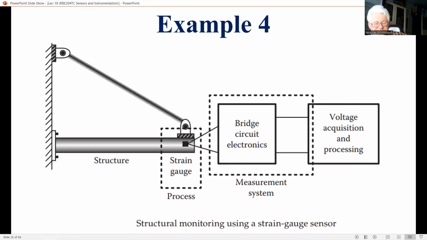So let's see example number 4. A structural monitoring system uses a semiconductor strain gauge to measure the strain at some critical location of a structure. The system consists of a strain gauge, pre-circuit electronics, which convert the change in resistance of the strain gauge into a proportional voltage, and a data acquisition and processing system, which records the voltage signal and digitally processes it as required.